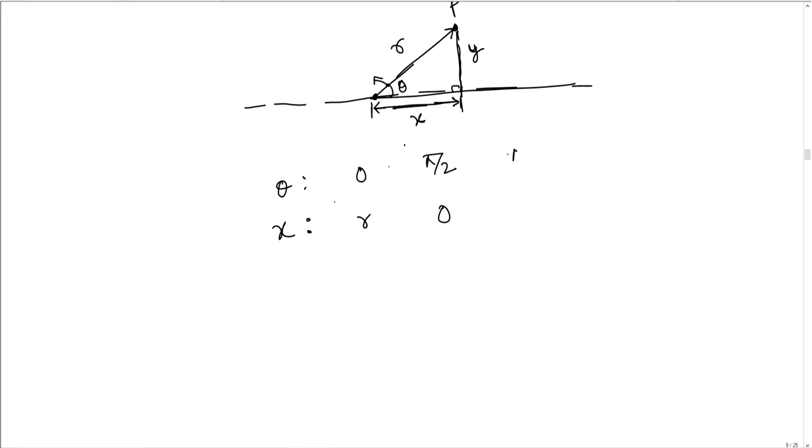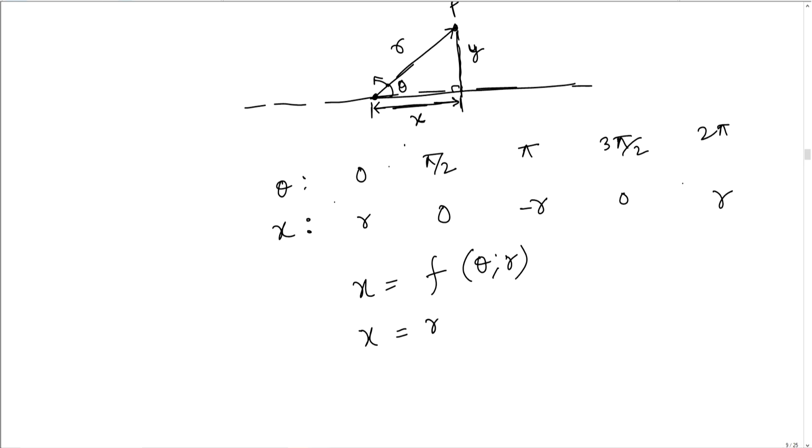But when theta becomes, let us say, pi, then this distance becomes minus r. This goes in the opposite direction. At 3 pi by 2, this distance would become 0. At 2 pi, the distance becomes again r. So, this function behaves in this way. So, you can write x is a function of theta and r, and similar to what we did before, x is r into some function of theta.